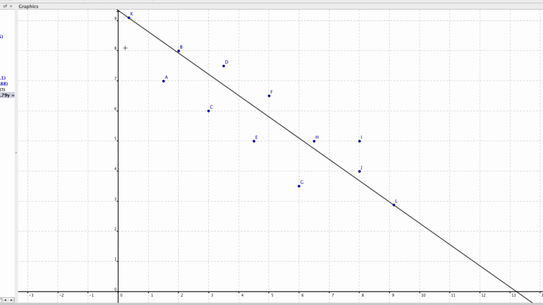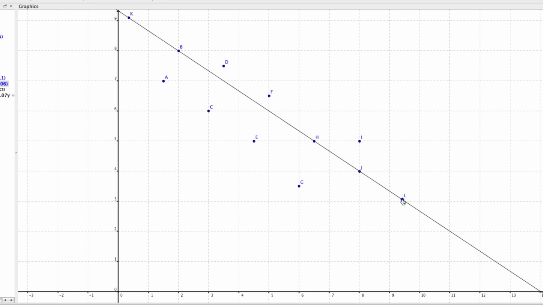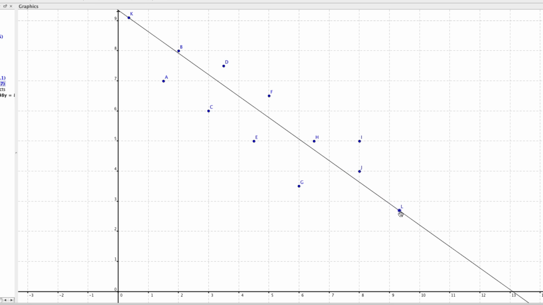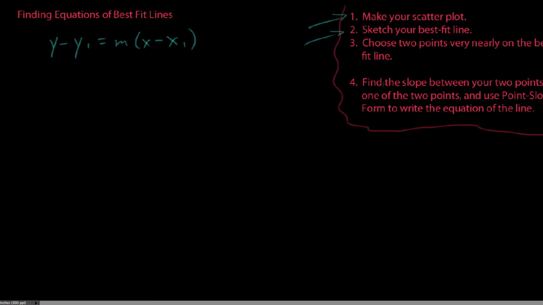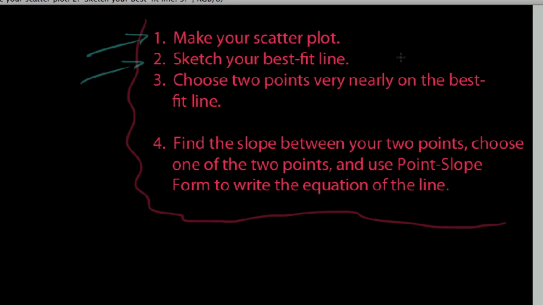Recall that you don't necessarily have to have your line connecting your first and last dot. I mean, if we did that here, it would look like this, and you notice that wouldn't be too bad, but you want to split the data right in half. And I'd say, well, I like this line maybe a little bit better. That's not a horrible looking line that we've drawn here. So if this is my line of best fit, we're already done with steps 1 and 2: make my scatter plot, sketch my line of best fit.